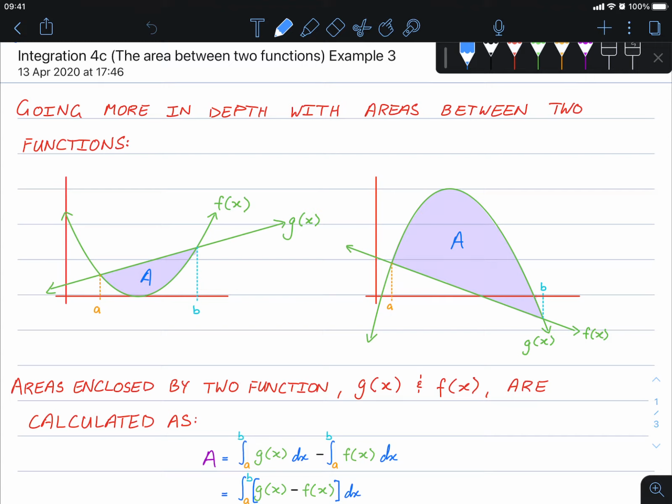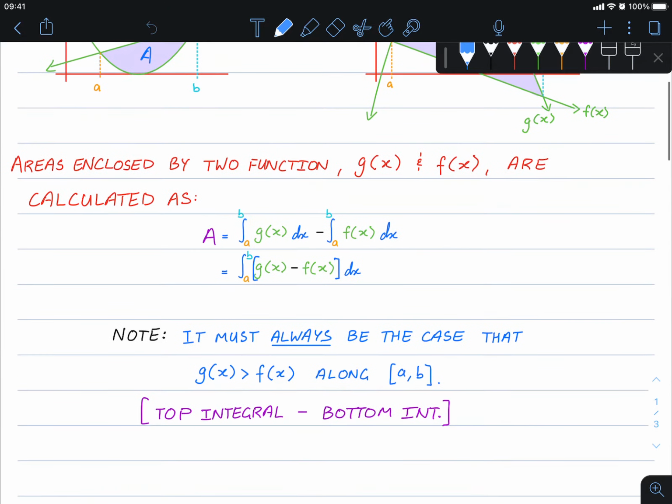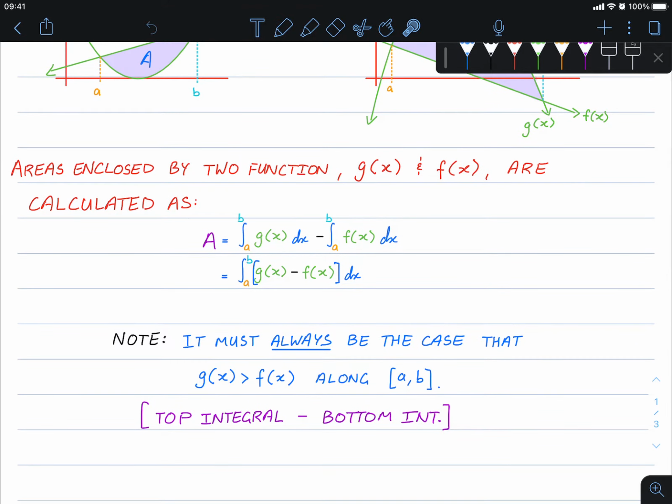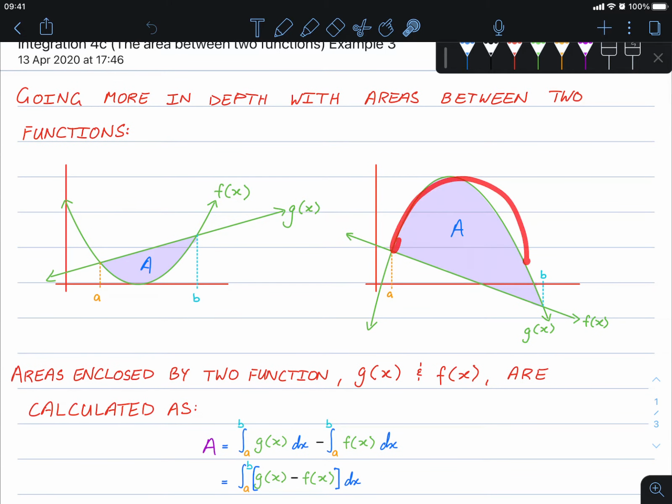Hello class, this is just another example on calculating the area between two functions. And just as a reminder, the main point that a lot of students get messed up around is that it has to be the top integral subtracting the bottom integral. Top function minus the bottom function.